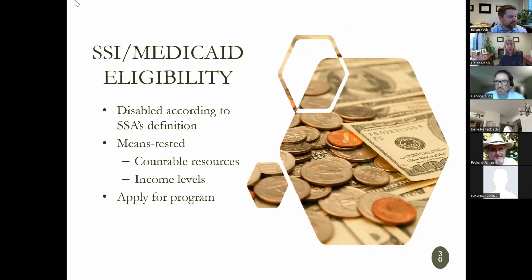Okay, so SSI and Medicaid, these are the means-tested benefits. They have very restrictive income and resource limits. The maximum SSI payment this year is $943 a month. To receive SSI, you have to meet the SSA definition of disability, have low income, and have less than $2,000 in countable resources. Countable is an important word because not everything is countable.